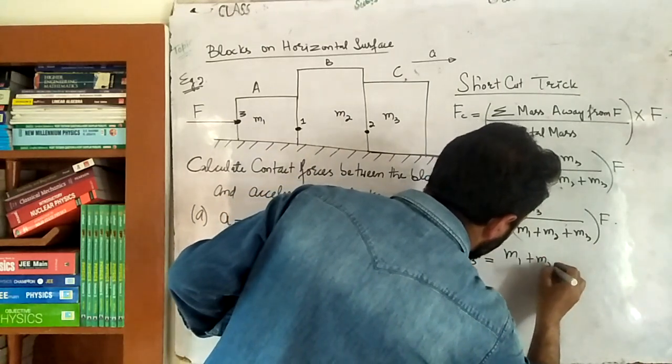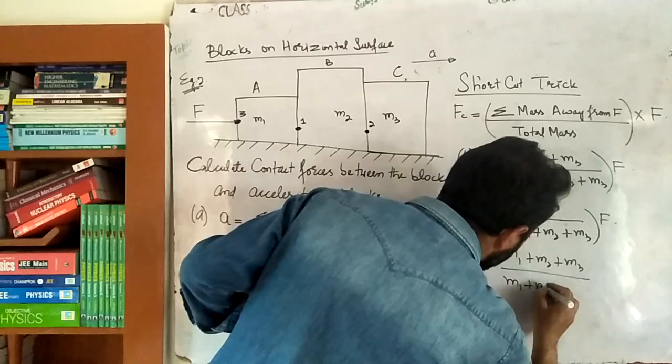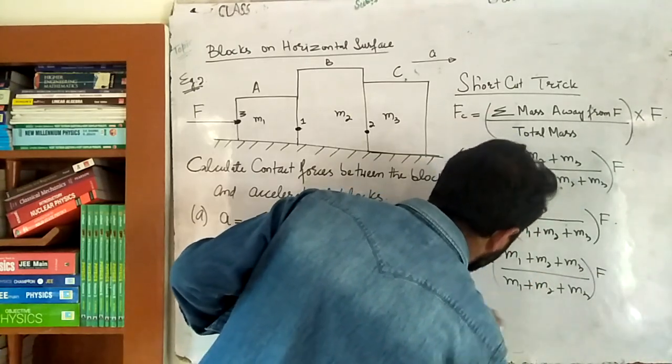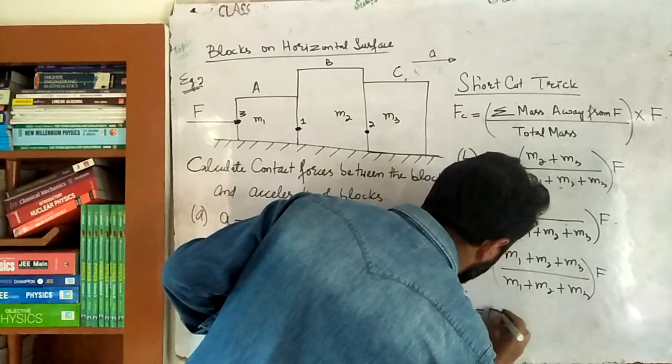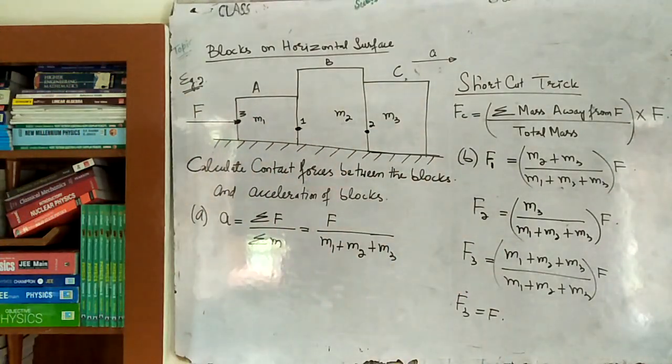M1 plus M2 plus M3 divided by net mass M1 plus M2 plus M3, multiplied by external force F. So F3 is equal to F, as expected. The force here is simply F, as expected.